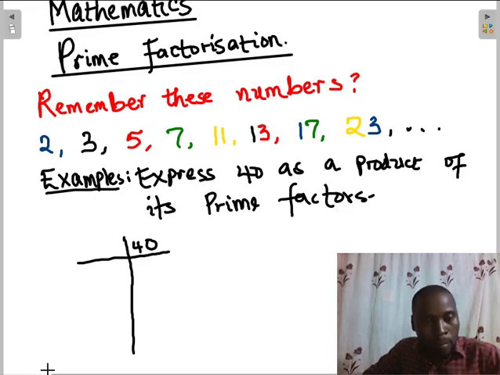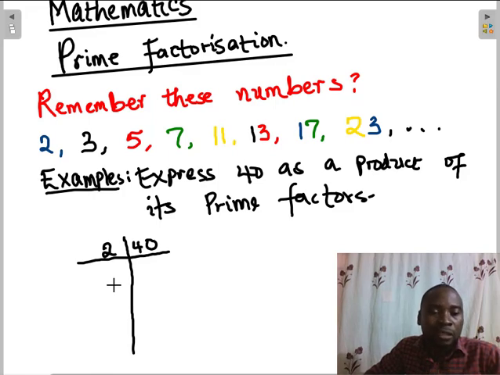Let's begin with 2. We ask the question, can 2 divide 40 exactly without a remainder? Pause for a while and think, can 2 divide 40? Yes. From our video on tests of divisibility, you know that 2 can divide 40 exactly without a remainder because 40 is an even number, right? So let's place 2 there. Now, how many times can 2 divide 40? Like, how many 2's can we find in 40?